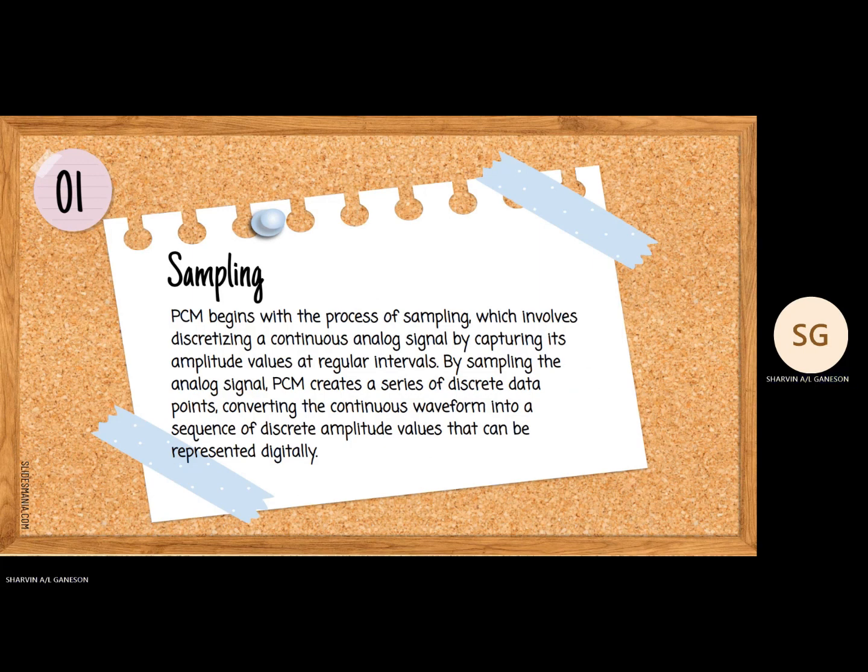Sampling. PCM begins with the process of sampling, which involves discretizing a continuous analog signal by capturing its amplitude values at regular intervals. By sampling the analog signal, PCM creates a series of discrete data points, converting the continuous waveform into a sequence of discrete amplitude values that can be represented digitally.